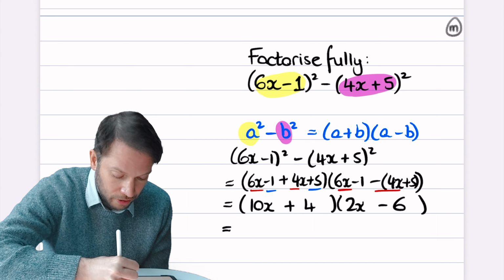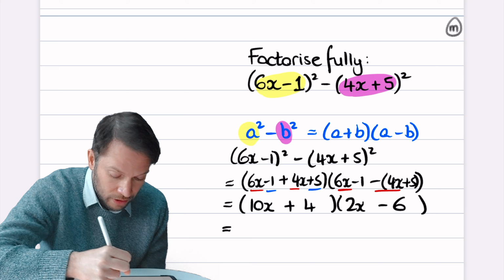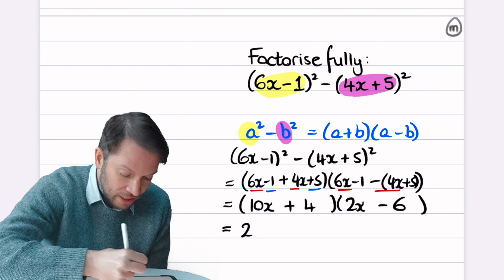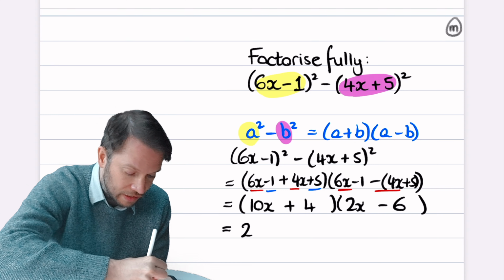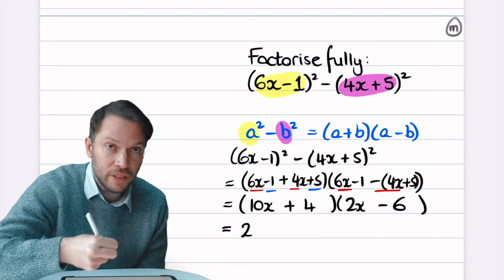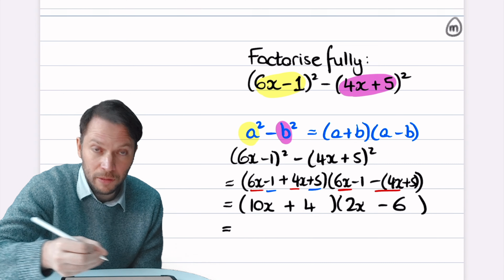Now, we're nearly there, but can you see that both these brackets, we can factor out a common factor? So the 10x plus 4, they have a common factor of 2. So we can take the 2 out. But actually, we can take a factor of 2 out of this second bracket as well. You can take the 2 out and you get 2 brackets x minus 3. So if you're taking a 2 out and another 2 out, overall, you've factored out 4, haven't you? 2 times 2 is 4.